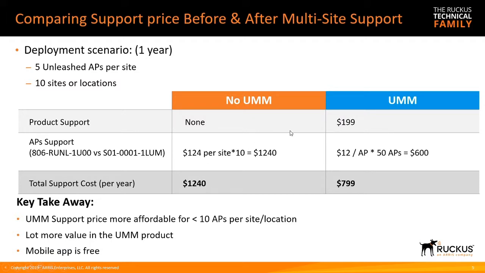So you're spending $1,240 per year for that support. If we have Unleashed Multisite Manager, you're paying $199 for support for the product itself, and then $12 per AP times 50 APs, so you're paying $600 per year. So total, you're paying $799 in support as opposed to $1,240 in support. Now, it is true you need to buy those perpetual licenses up front for the server and for the APs, but once you do that, the ongoing support is substantially less expensive.